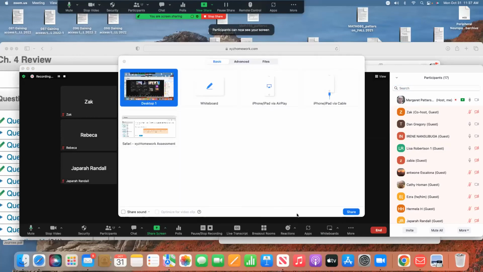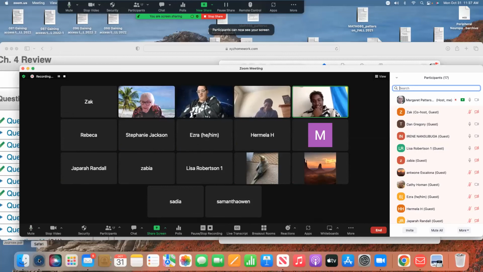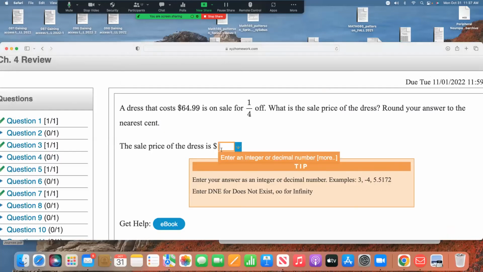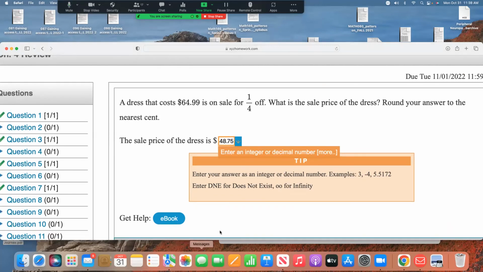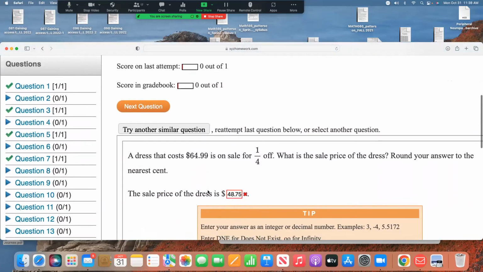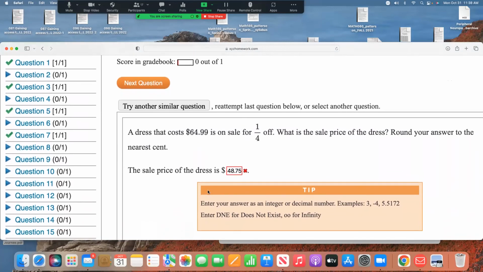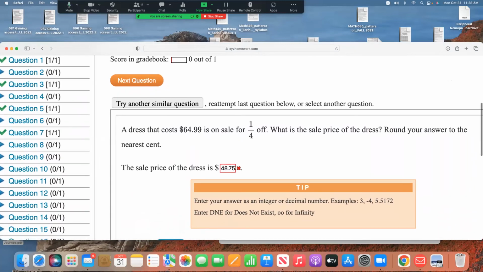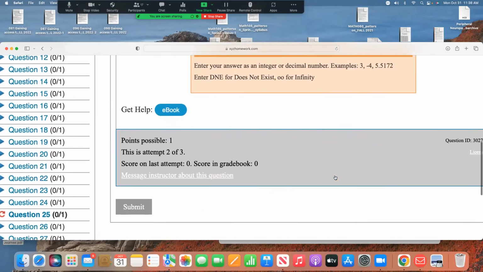I'm going to share my screen. Okay, so the sale price is $48.75, and we're maybe off by a penny. Which way do you think it needs to go? Go down 1 penny, because we tried to cut a corner. I knew we were in trouble. Let's see if they accept that.